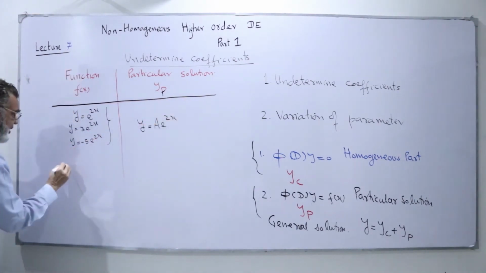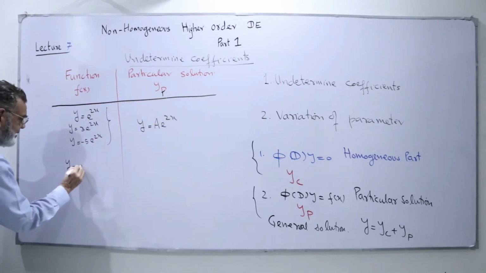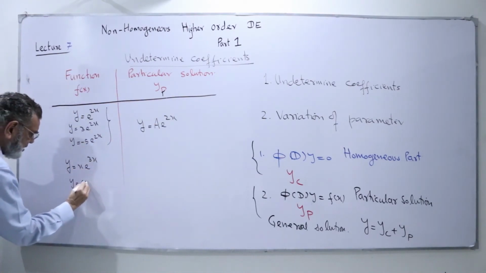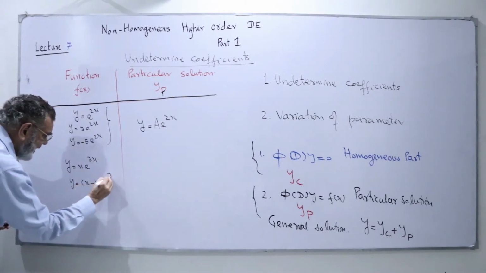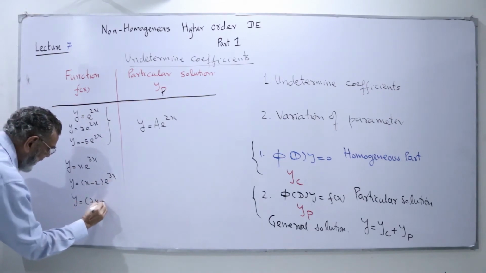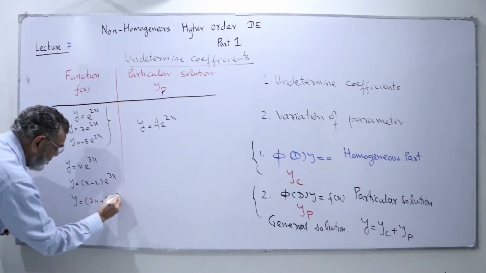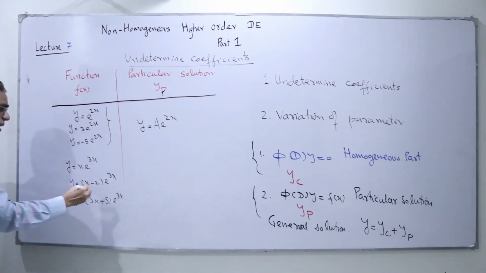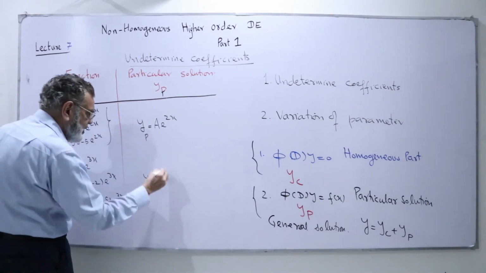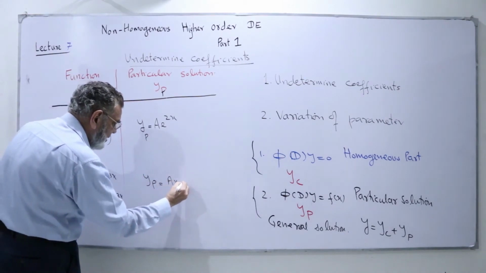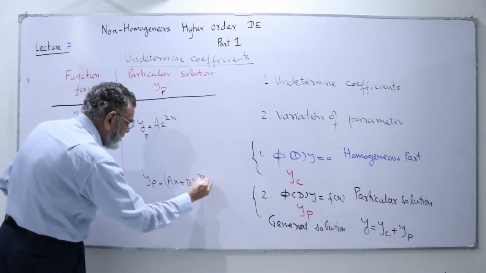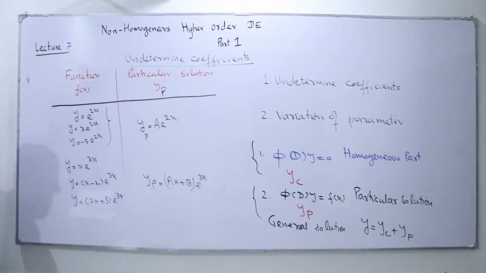For example, we have either y equal to x e to power 3x, or y is equal to x minus 2 e to power 3x, or y is equal to 3x plus 5 e to power 3x. So what's the coefficient? Here it is degree 1. So yp will be equal to ax plus b. We look at the coefficient of the exponential function and we determine the undetermined coefficients.